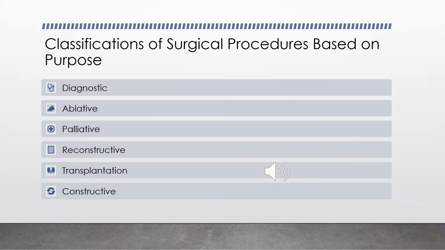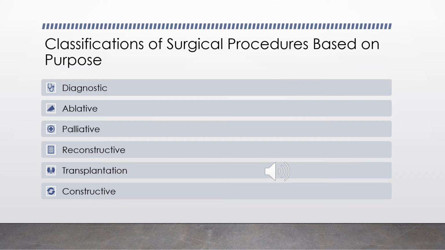So this slide goes over the classifications of surgical procedures based on purpose. The first one listed here is diagnostic. A surgical procedure can be done to confirm a diagnosis, so a breast biopsy or an exploratory laparotomy is a good example. Something's going on in the patient's abdominal cavity, and we don't know what's causing the pain or the problem. They can go in and explore, just go in and look around.